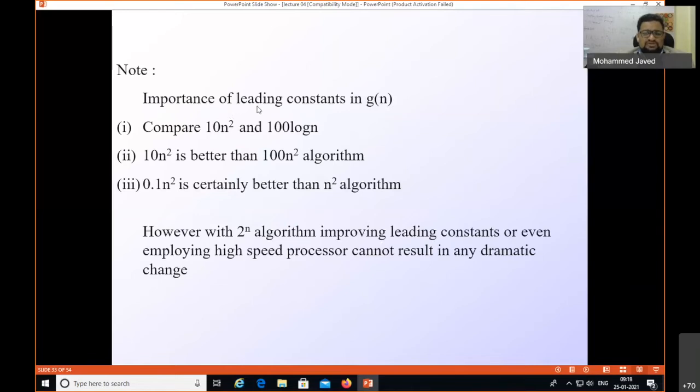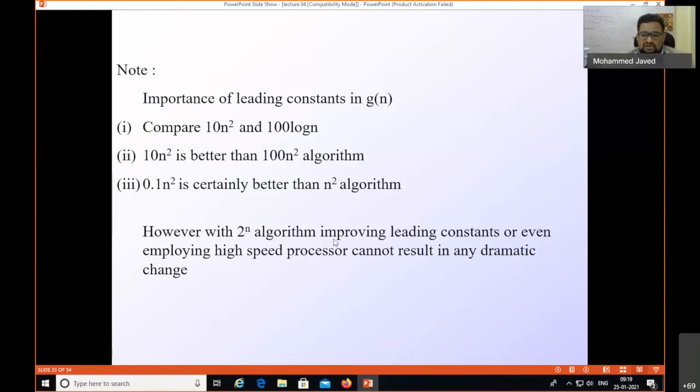Now, the importance of leading constants in g of n. If you compare 10 n square and 100 n square, there is a difference here. 10 n square is better than a 100 n square algorithm. 0.1 n square is certainly better than an n square algorithm. So this is just to show the importance of the constant. So the constant is also very, very important.